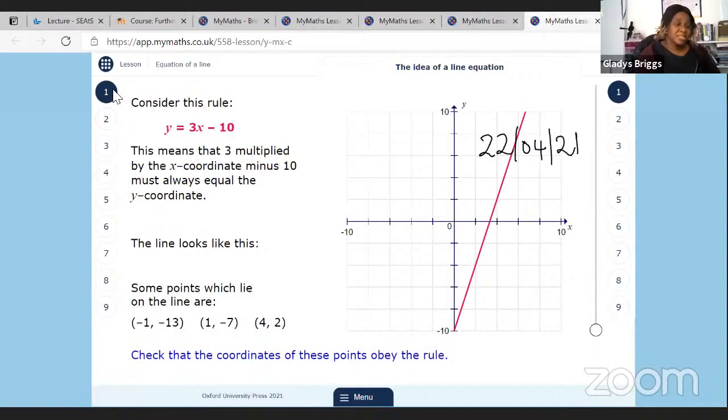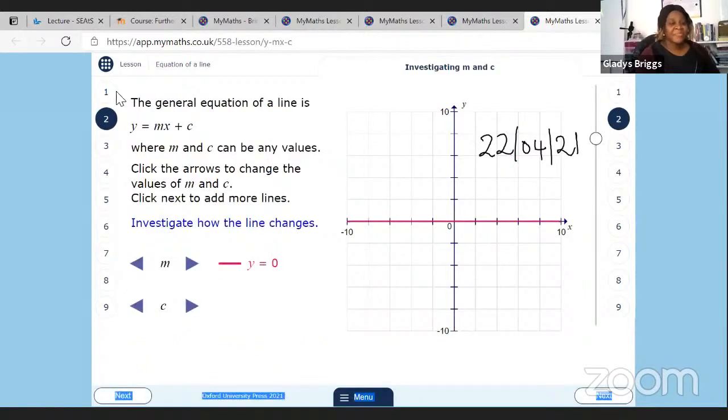So basically, I think when we were looking at foundation maths, I told you that the equation of a line is y is equal to mx plus c. Y and x can be changed. They are the variables, but m is the gradient.